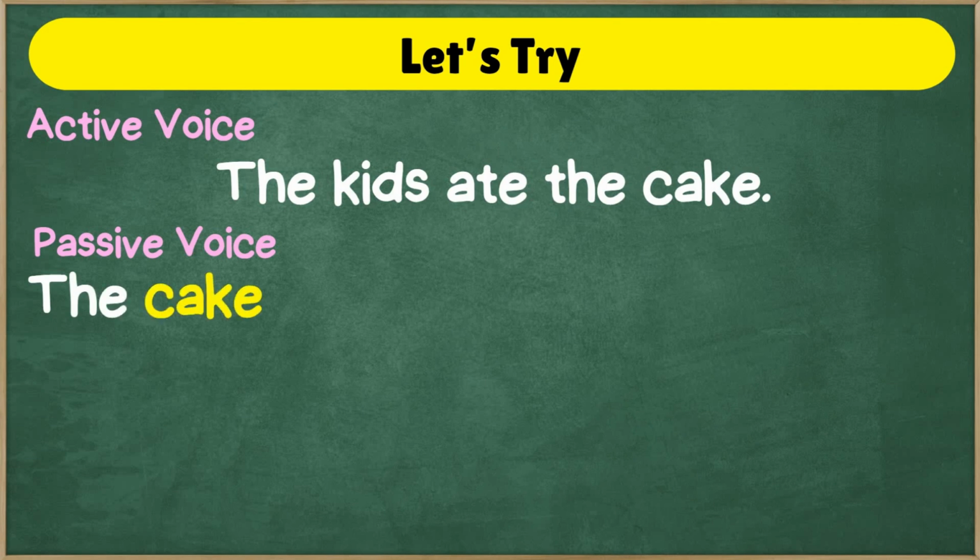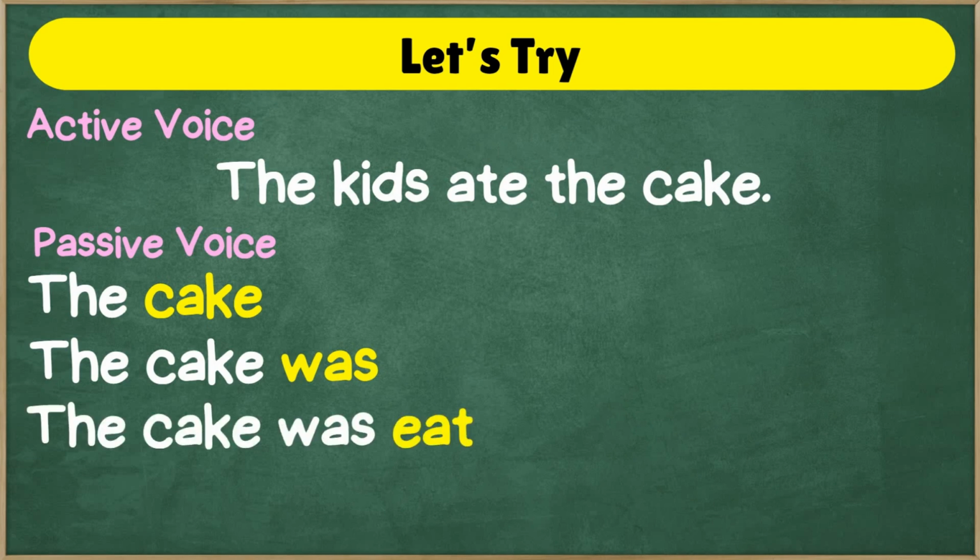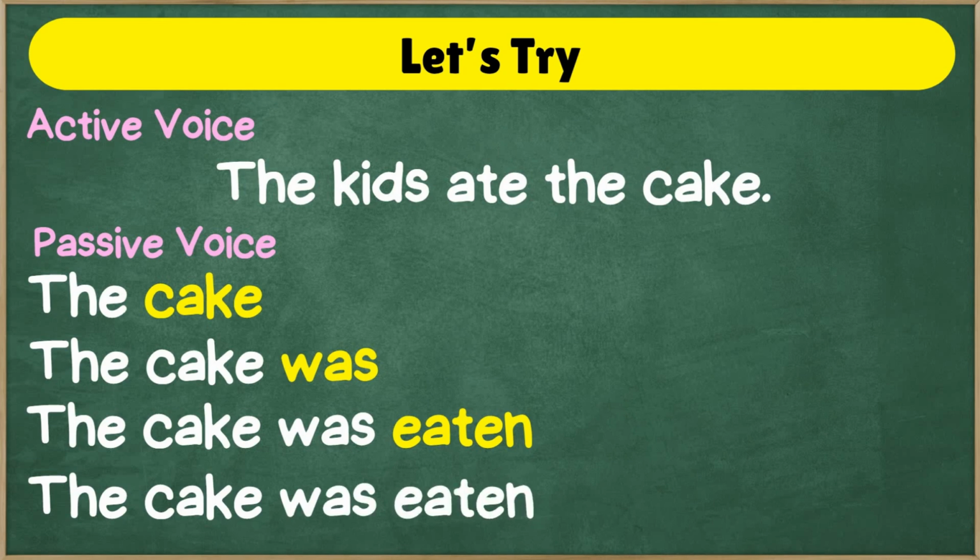Since our main verb is in the past tense and cake is singular, we use was. So it becomes the cake was. The past participle of our main verb, which is ate, is eaten. So it becomes the cake was eaten. Then we add by and the original subject, which is the kids. So our answer now is the cake was eaten by the kids.